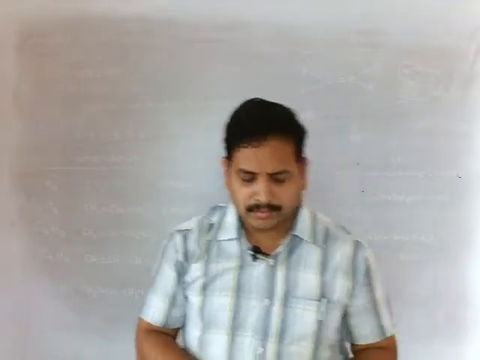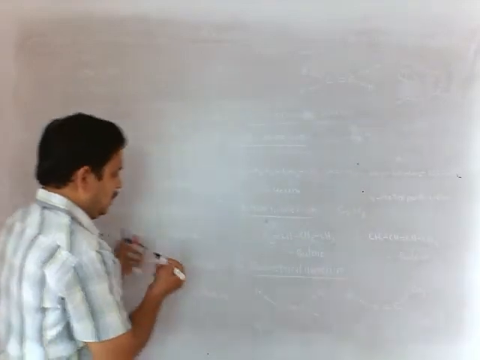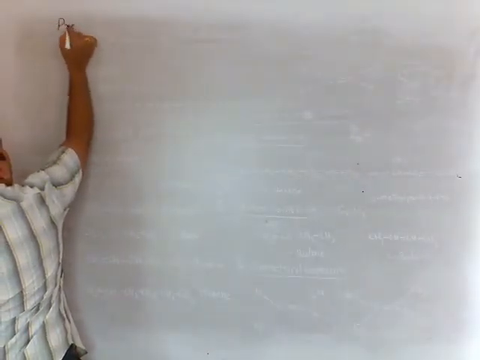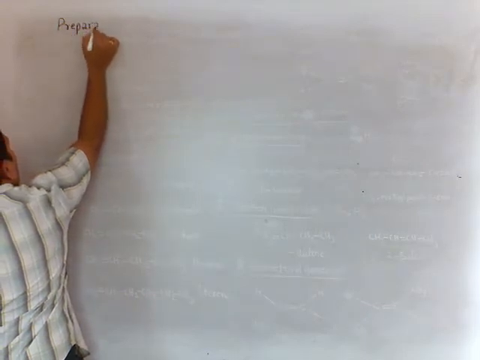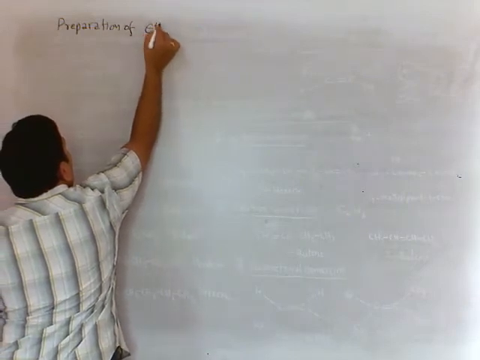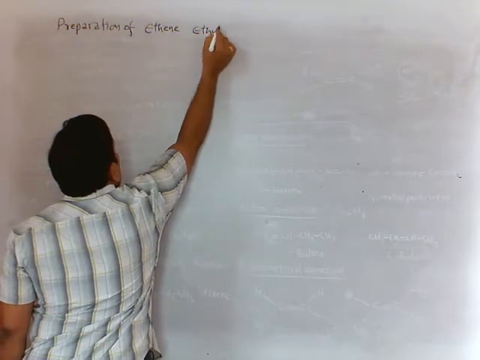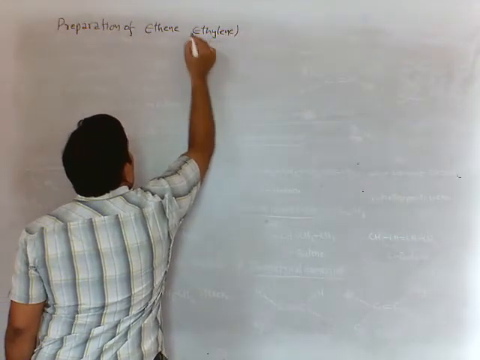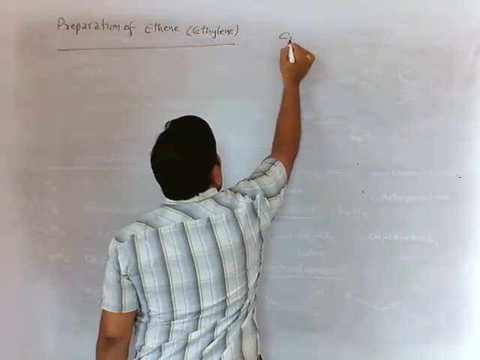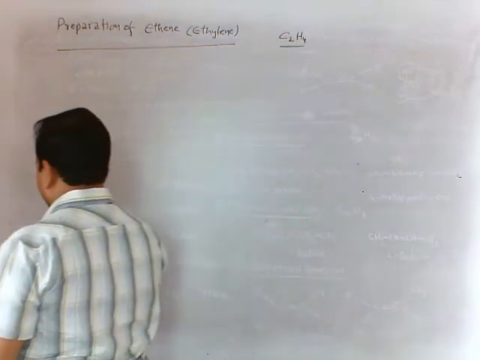Next, preparation of alkenes, that is ethylene. Preparation of ethene or ethylene. Ethylene formula is C2H4. This is ethylene.